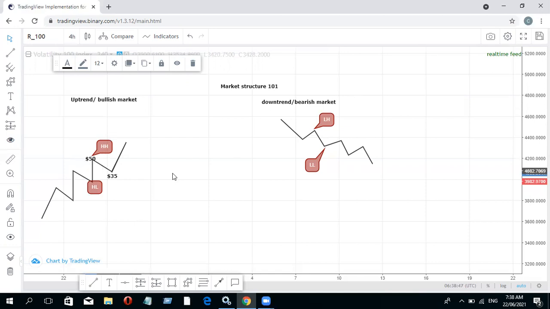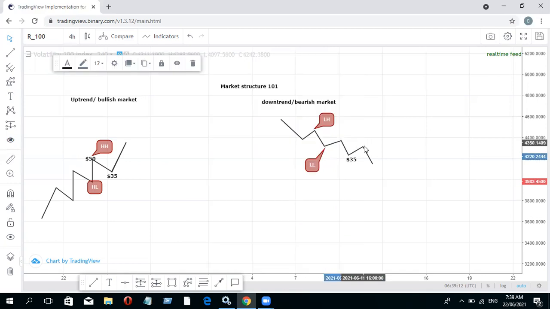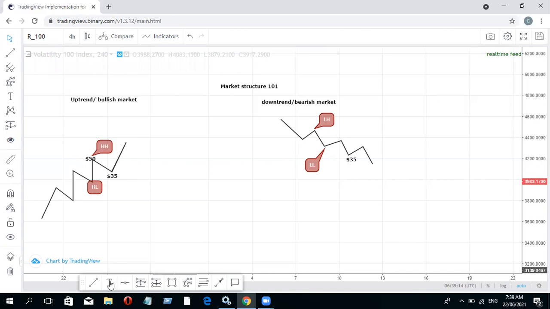This is it for a bullish market. Then in the case of a bearish market, you want to sell something at a high price. You don't want to sell when the price is low. Let's use the same example. Let's assume that this is $35, and this point right here is $50.